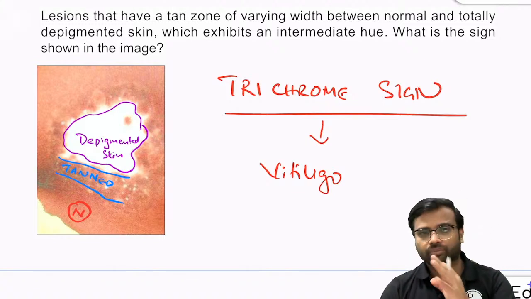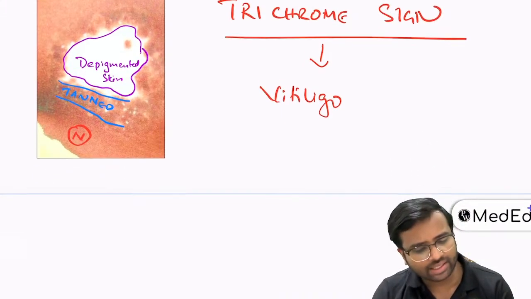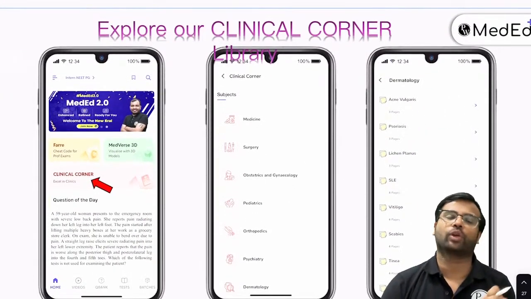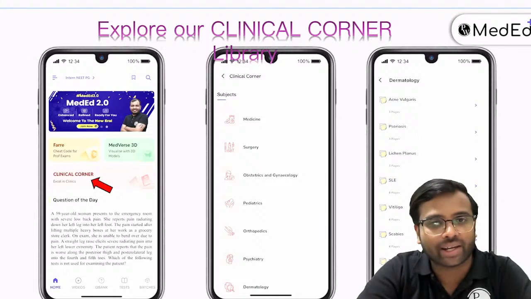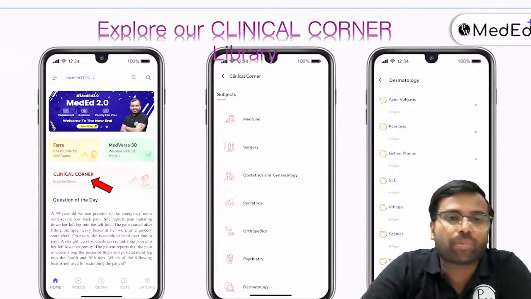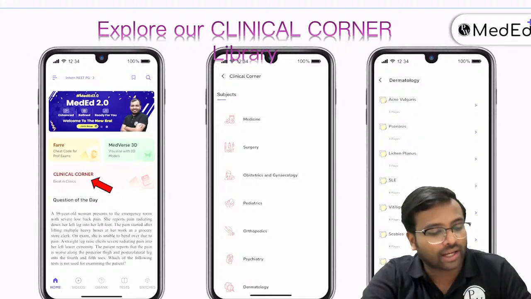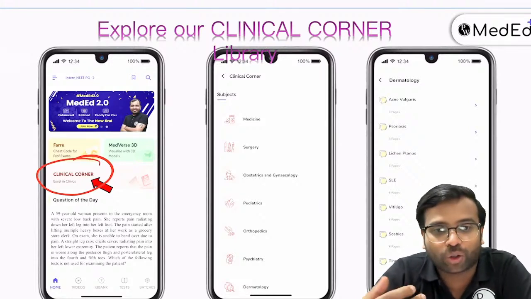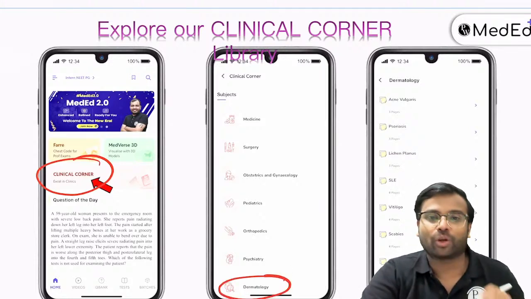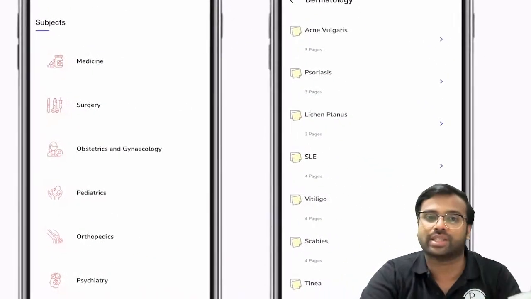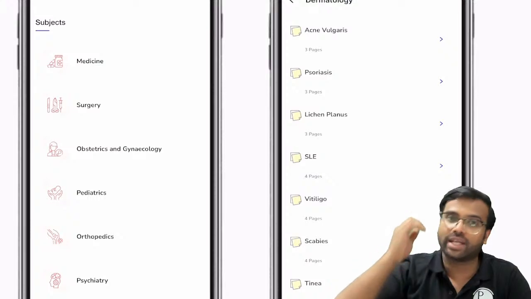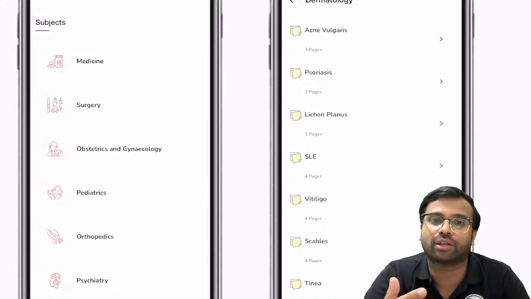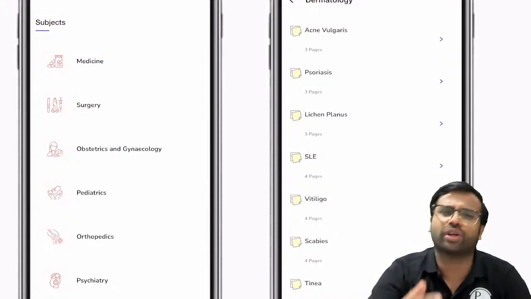So all these are various clinical signs that you can see in dermatology. I have not added too many clinical signs today because this is the first session of our Medet clinical corner. When you go through the app, you can see that there is something called clinical corner. So when you go to clinical corner, make sure you start exploring what all is mentioned in dermatology, because in dermatology we have given you a lot of diseases. For example, what should your approach be if a patient is having acne vulgaris, pimples? How should you approach a patient for psoriasis?